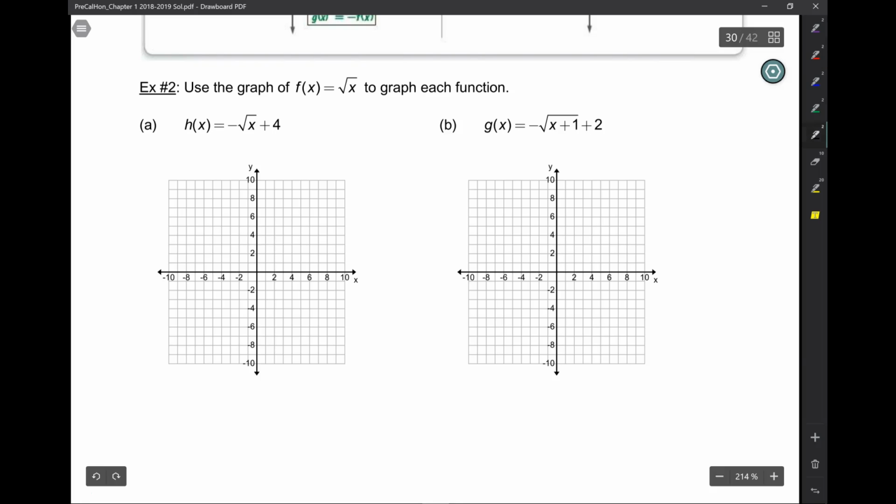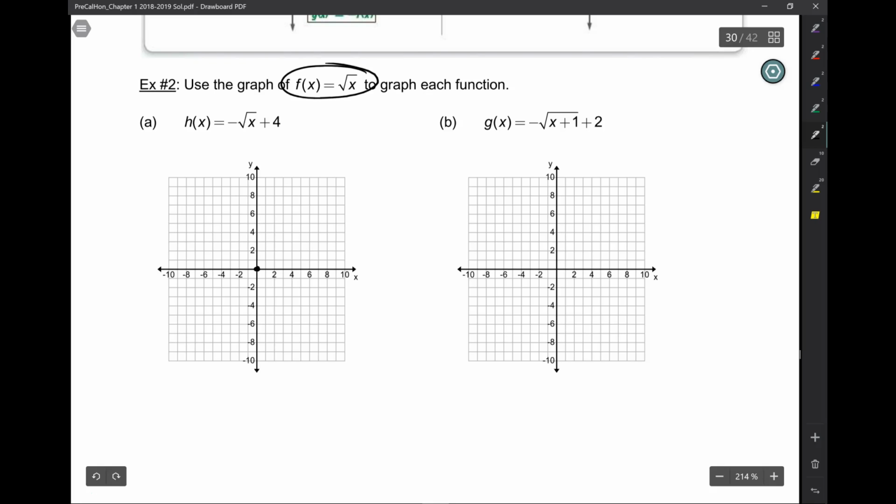Again, we're going to do the parent function just once because I want to show you how to do it. When x is 0, y is 0. And I know that it's a root x, so it's only going to exist for certain x values. If I go over 1, I go up like the square root of 1.